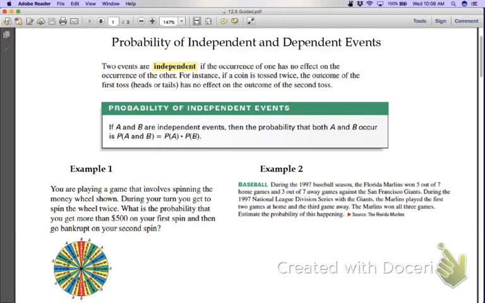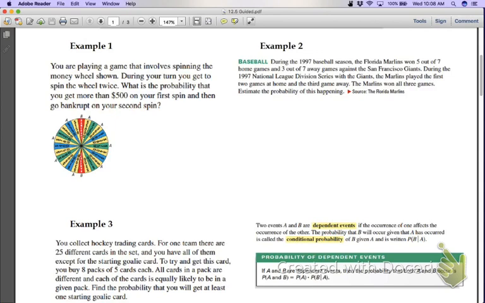whenever we talked about mutually exclusive type problems, where two things can occur and you're going to multiply the probabilities of those two together. So it's kind of like Wheel of Fortune, if you know what that is. It says you're playing a game that involves spinning the money wheel shown. During your turn, you get to spin the wheel twice.